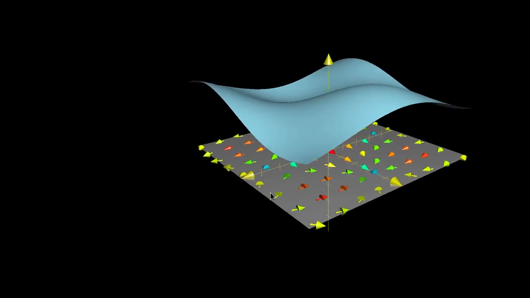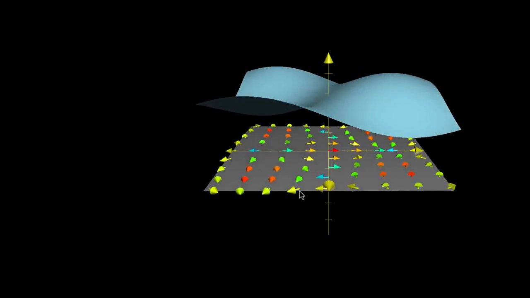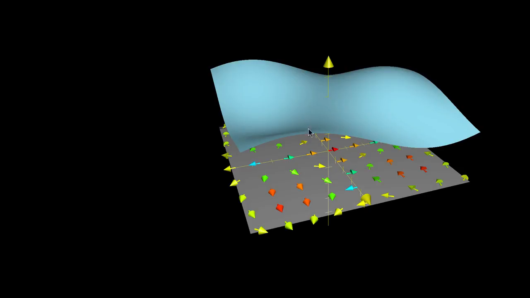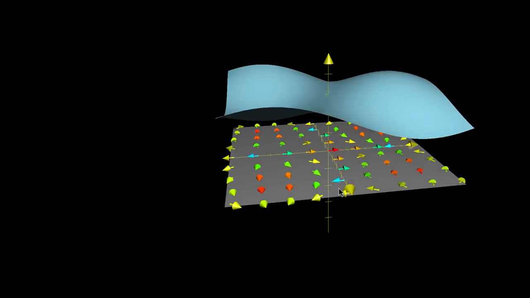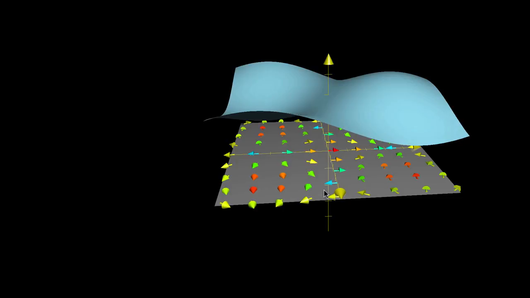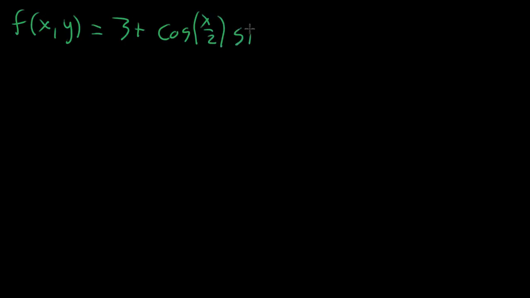In the last video, I started introducing the intuition for the Laplacian operator in the context of the function with this graph and with the gradient field pictured below it. And here I'd like to go through the computation involved in that. The function that I had there is a two-variable function, defined as f of x, y is equal to 3 plus the cosine of x divided by 2 multiplied by the sine of y divided by 2.